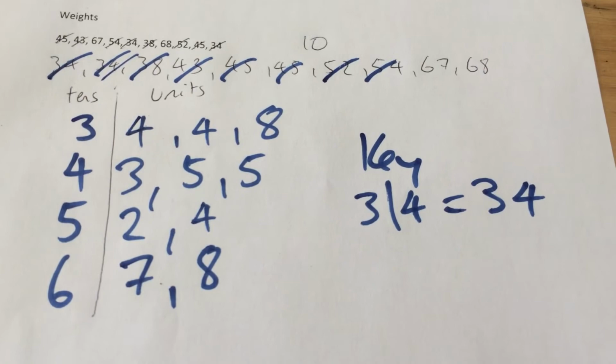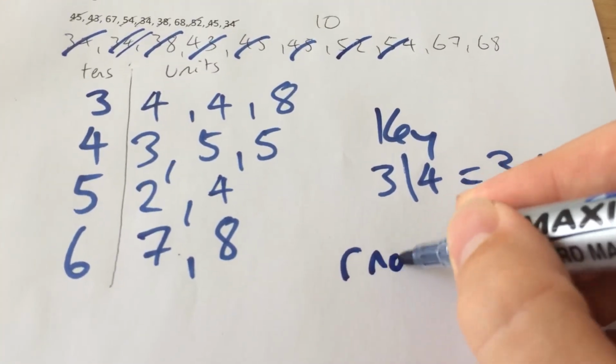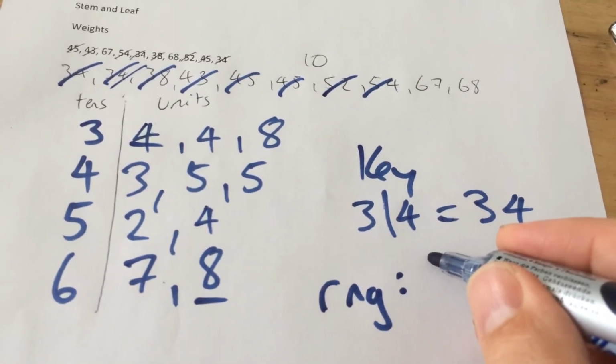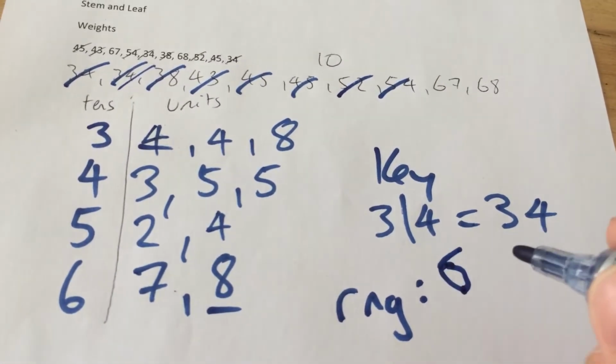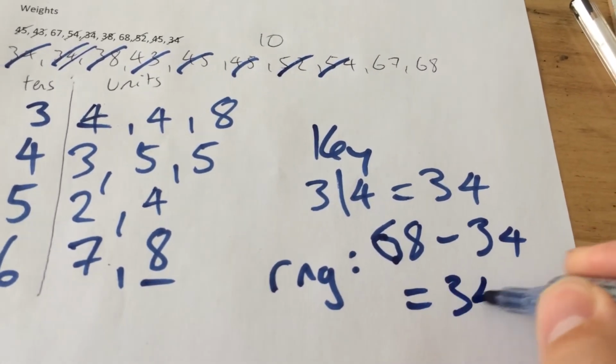Then, the types of questions you might be asked. The easiest one is range. Now we can see that the range is the biggest minus the smallest, so it's not just 8, but it's 68 minus 34, which is 34.